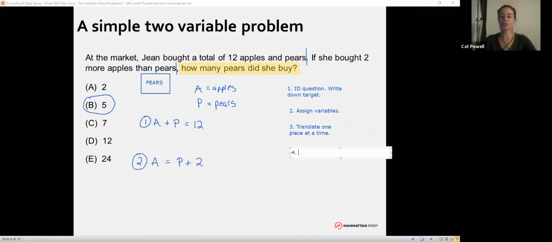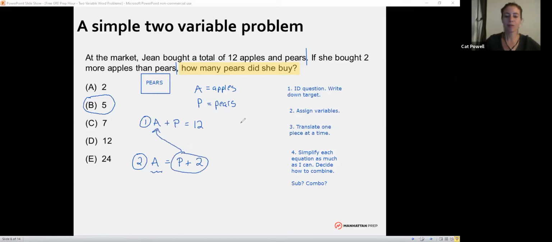My next step is just to simplify each equation as much as I can, and then decide how to combine. Do I want to substitute, or do I want to stack and add? Which one should I do here? That's how it's set up, right? I have A isolated here, and I'm looking for P, so it's really easy to just plug it into my first equation. I get 2P plus 2 equals 12, 2P equals 10, P equals 5. Awesome. So far so good, simple, straightforward.